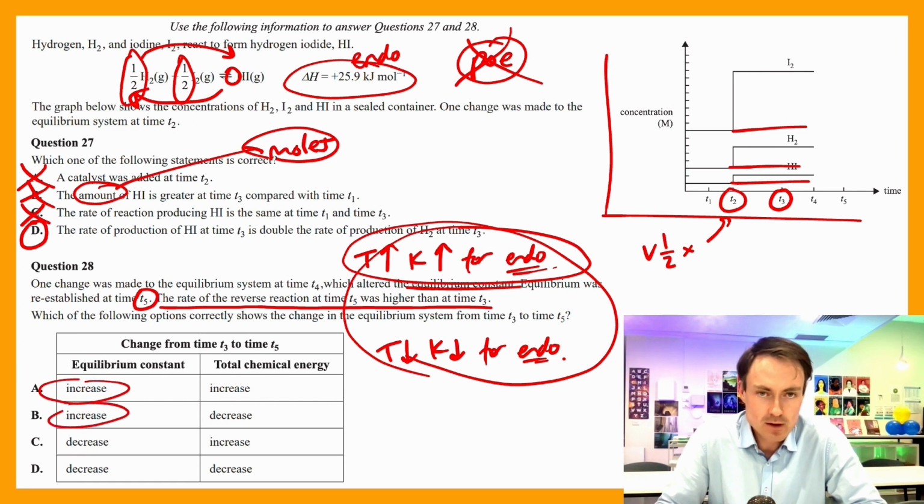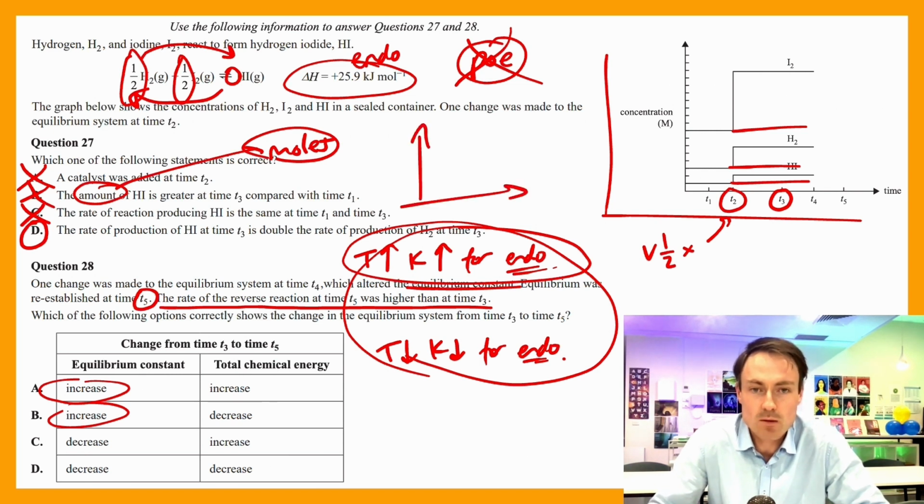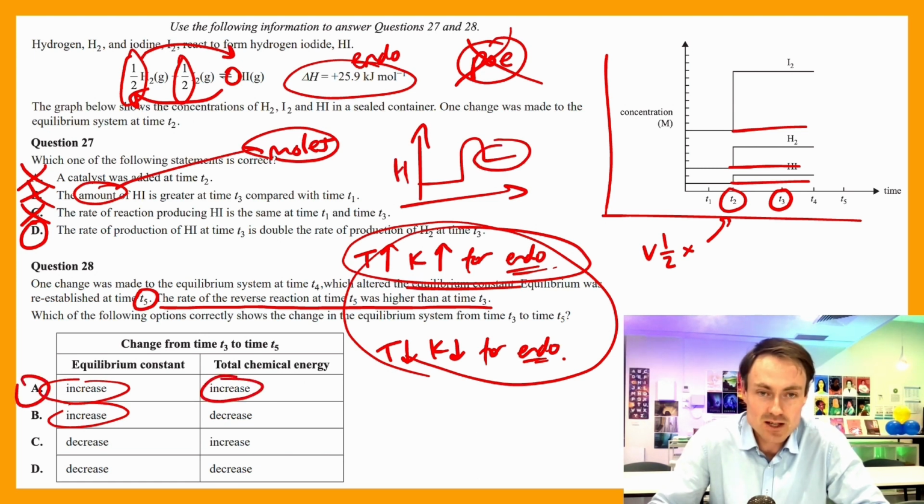The total chemical energy, that's interesting. Well, the amount of chemical energy in the system, this is very interesting. Let's do an enthalpy change diagram. We know it's endothermic, and you've made more product. So you've made more chemical energy, because H is chemical energy. Good question. The answer is A.